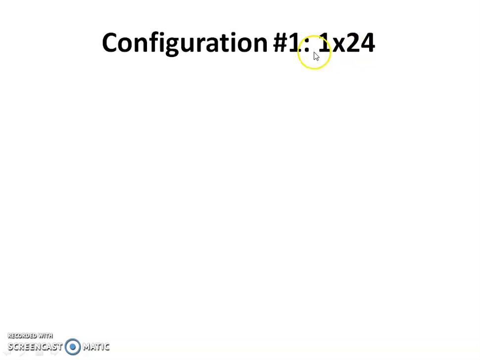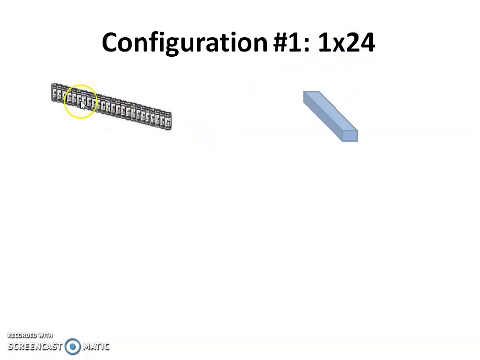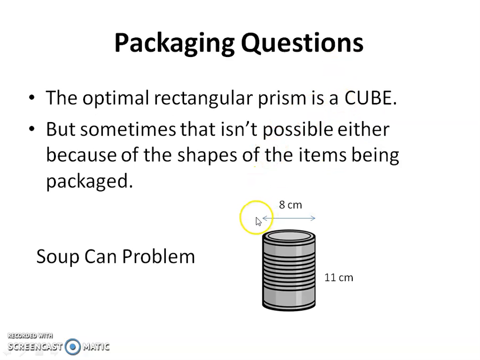And note that when I talk about the configurations, I talk about how the cans are lined up. So 1 by 24 means one can, 24 across. And this configuration is different than the dimensions, because if all of these fit into one cardboard box, the dimensions of the box wouldn't be 1 centimeter by 24 centimeters. Remember that each can has a diameter of 8 and each can has a height of 11 centimeters.